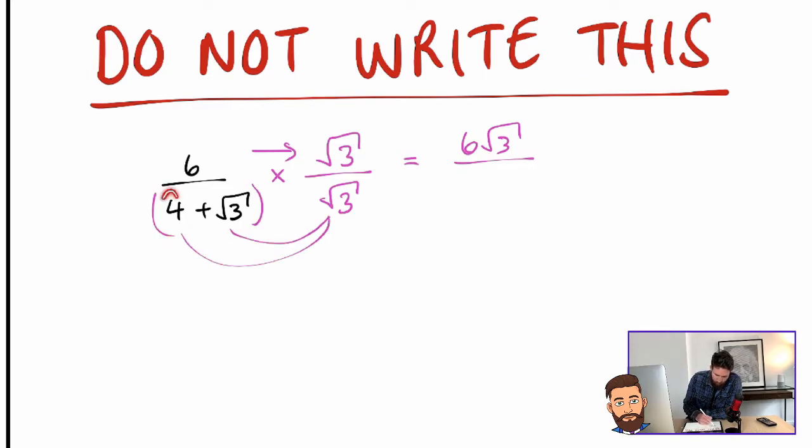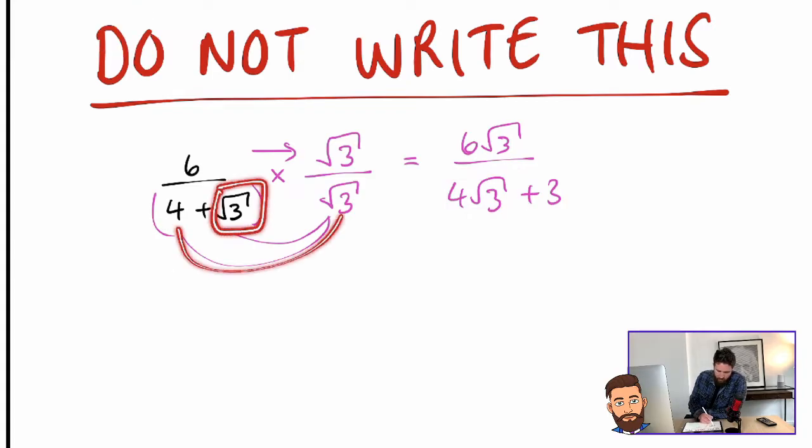So 4 times root 3 is 4 root 3. And then root 3 times root 3 is 3. So I managed to eliminate this surd by getting 3. But as you can see, I haven't done what I told you rationalizing the denominator meant. I told you it meant get rid of the surd that was on the denominator. Now you can clearly see here, we've just ended up with another surd. We've just moved the surd from here to here.